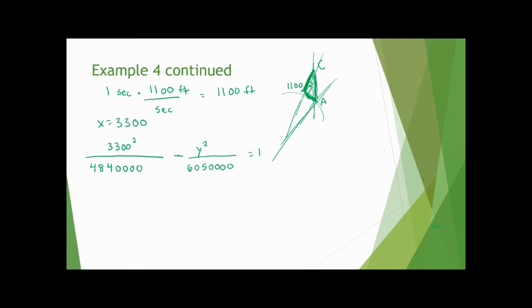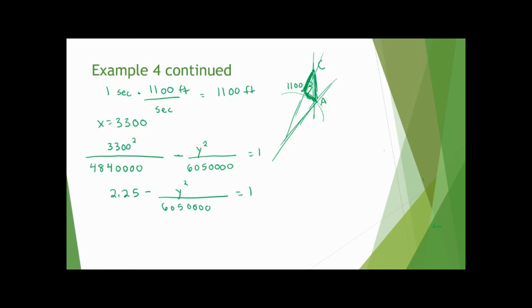If on your calculator you do 3,300 squared and then divide it by 484,000, that comes out to 2.25. That's just going to make my life easier if I don't write that as a fraction. We can, it's actually a pretty easy fraction, but I just divided that.